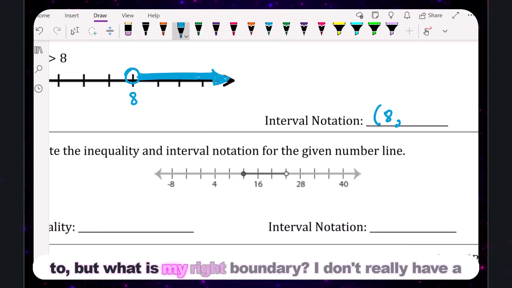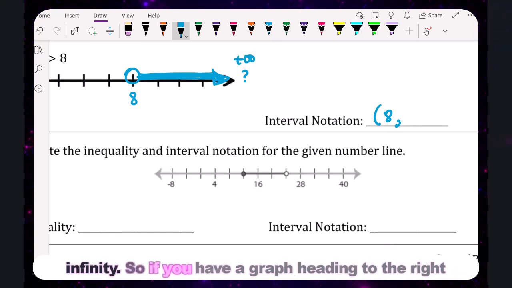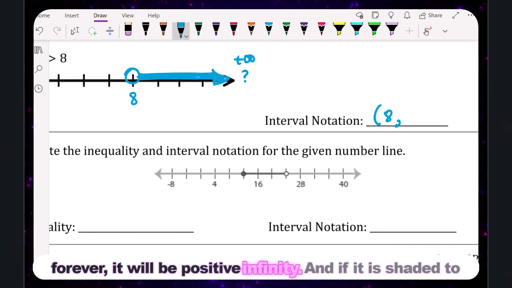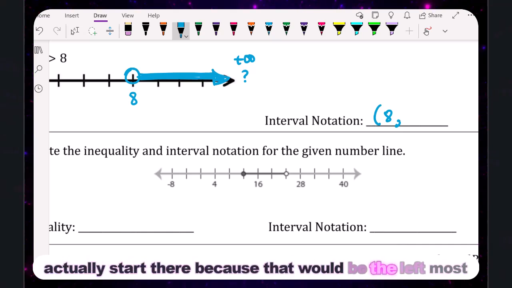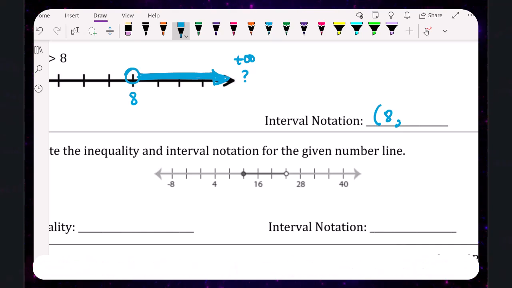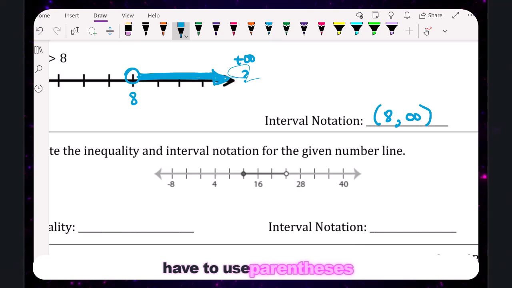But what is my right boundary? I don't really have a rightmost number. It's actually going to be positive infinity. So if you have a graph heading to the right forever, it will be positive infinity. And if it is shaded to the left, it's going to be at negative infinity. Or it'll actually start there because that would be the leftmost point. But in this case, it is heading to positive infinity, and you have to use parentheses around that.